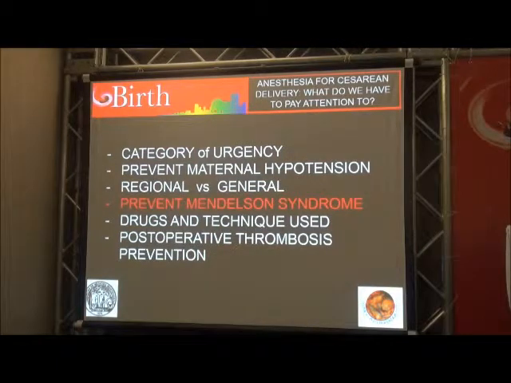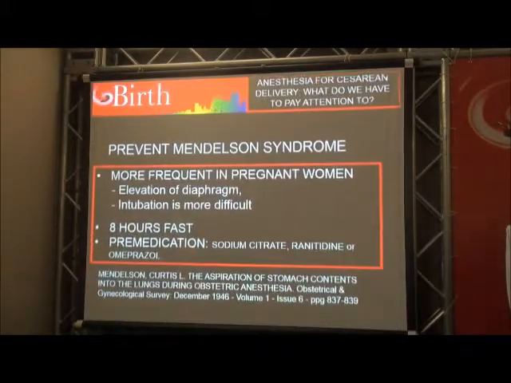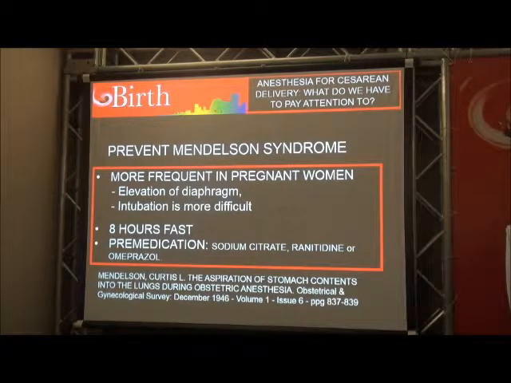The fourth point is to prevent Mendelssohn syndrome. Mendelssohn syndrome, as you know, was first described in a cesarean section in 1946 by Curtis Mendelssohn. It is more frequent in pregnant than non-pregnant women, mainly due to elevation of the diaphragm, and also because intubation is more difficult in the pregnant patient because of edema of the glottis and the epiglottis. For prevention of Mendelssohn syndrome you need an 8-hour fast, not 6, 8 hours fast.